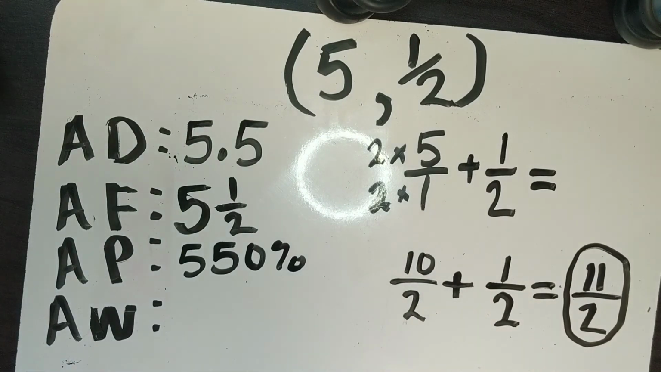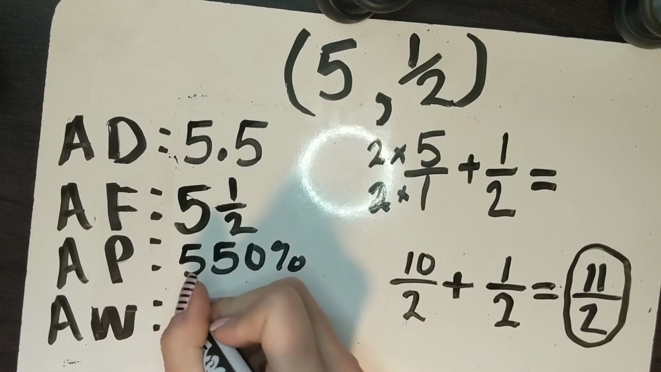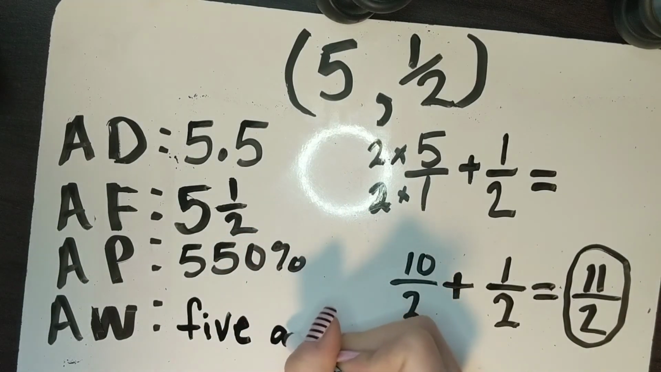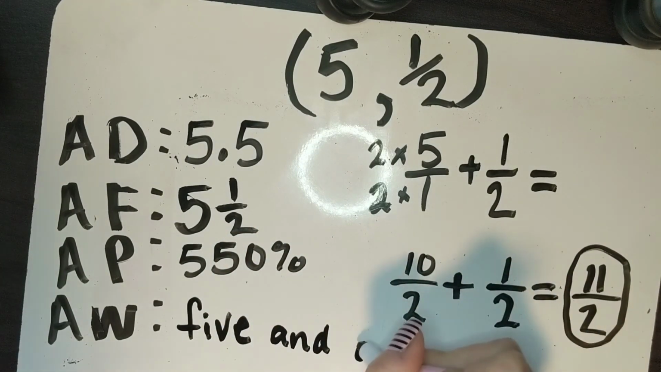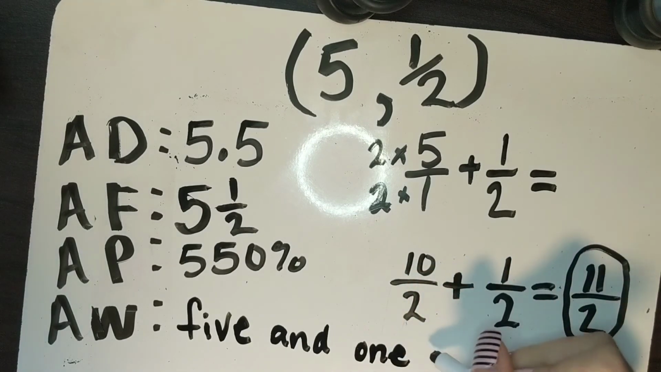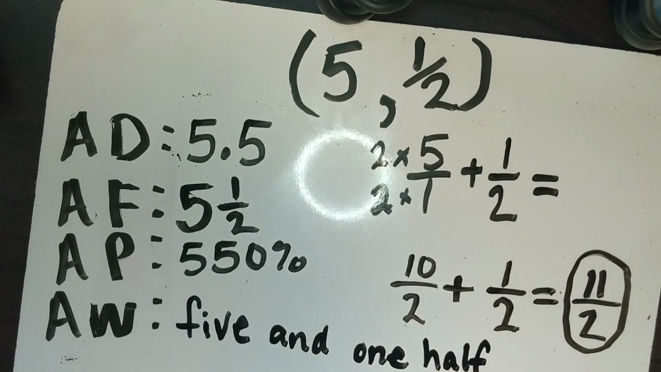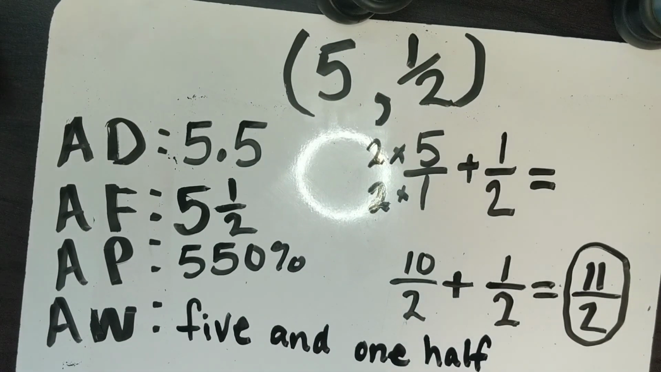The last step is to write this answer in words. So again, I'm going to reference the fraction form, and I'm going to write that out in words. So 5 is my whole number, and 1/2. That is how I solve addition with a whole number and a fraction.